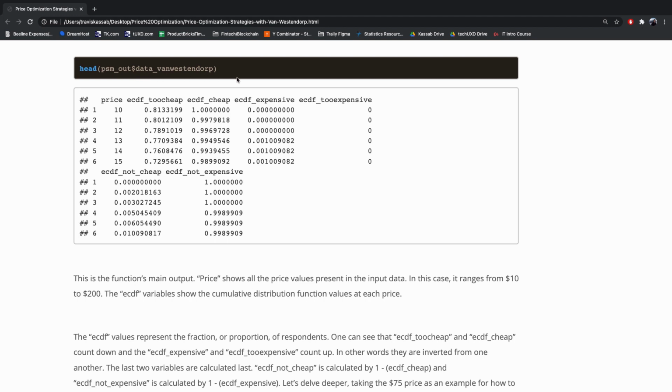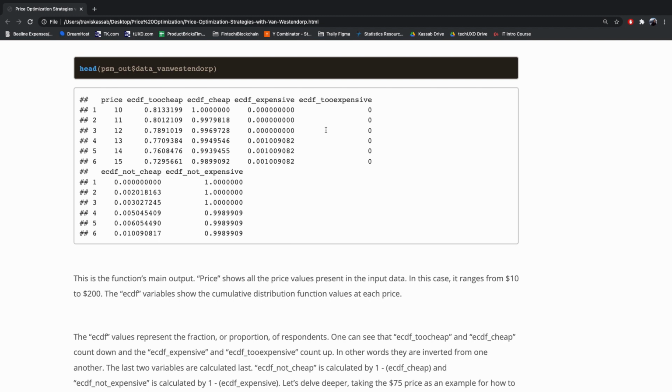Next, I print PSM_out data_Van_Westendorp. This is the main calculation for Van Westendorp, and we will actually use this data to create the classic Van Westendorp visualization. There is a price column, and these represent the range of prices that the respondents gave across all Van Westendorp questions from Q1 to Q4. ECDF stands for Empirical Cumulative Distribution Function, and that is a fancy word for basically the cumulative percentage of respondents in the data set.